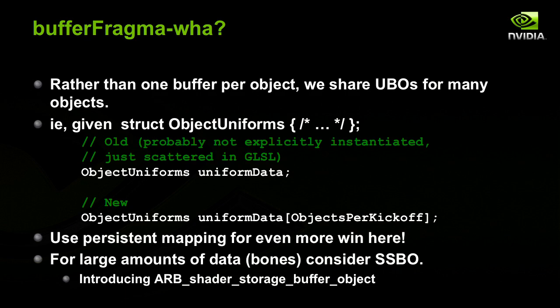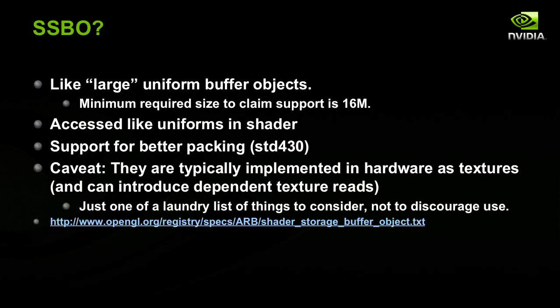And the one other thing I wanted to mention was that for large amounts of data, basically like bones, you should consider using SSBO. SSBO, in case you're not familiar with it, is basically like large uniform buffers. They look the same as uniforms in the shader with one very minor syntactic change. They do have some cool new stuff. They have support for a better packing format. That one is particularly important with bindless handles. So it's good to be aware of.